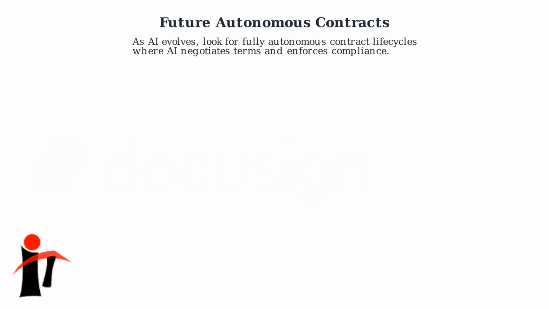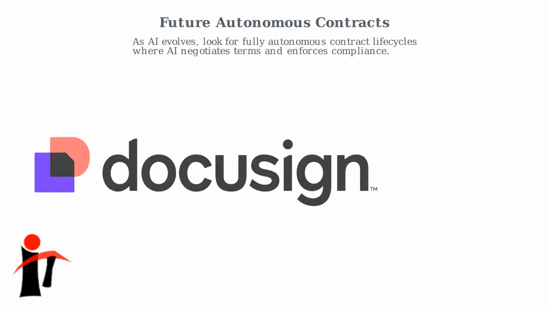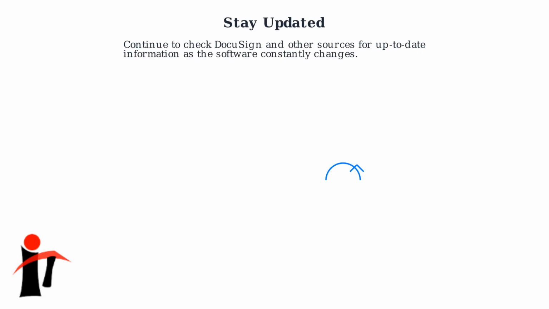As AI continues to evolve, look for fully autonomous contract lifecycles in the future. By 2030, AI may negotiate terms and enforce compliance without human intervention. Continue to check DocuSign and other sources for up-to-date information as the software constantly changes. Stay informed about new features and integrations.